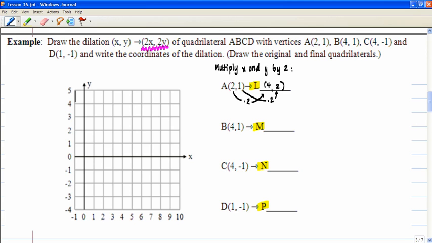So multiplying the B, 4, 1, each of those by 2, I'm going to end up with 8, 2. And C, 4, negative 1, so 4 times 2 is 8, and negative 1 times 2 is negative 2. And P, 1, negative 1, each of those by 2, I'm going to end up with 2, negative 2.